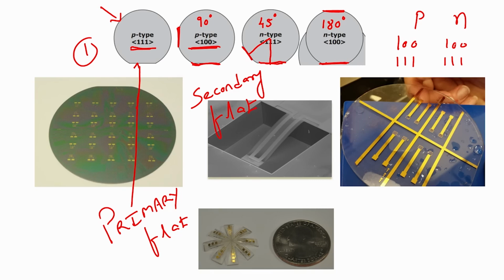So, once again quickly if we see, the first one shows no secondary flat, the second one shows secondary flat at 90 degree which is p type 100, the third one shows secondary flat at 45 degree which is n type 111, the fourth one shows secondary flat at 180 degree which is n type 100. These are the silicon wafers with different crystal orientation and different type, n type or p type. Okay, good.